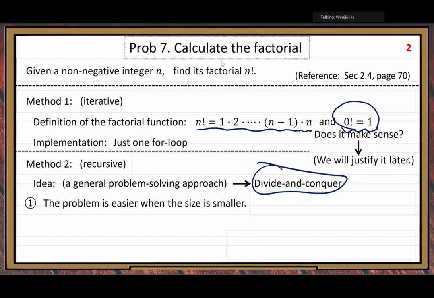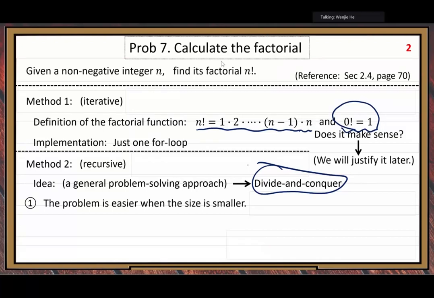First, remember, we learned the principle before. The problem is easier when the size is smaller. That's the general principle. When the size is smaller, the problem tends to be easier. So we will use this principle in recursion. By applying divide and conquer, we want to make our problem sizes smaller.